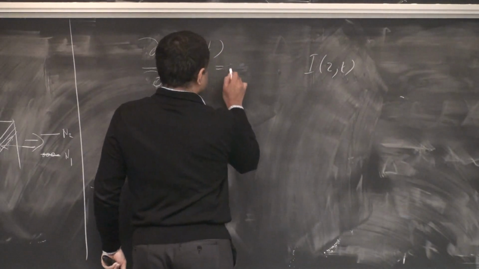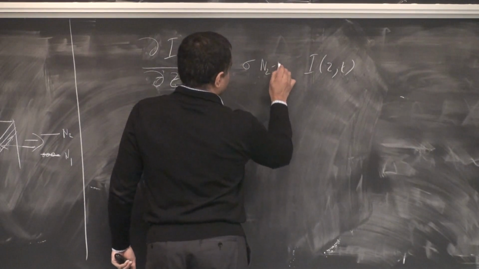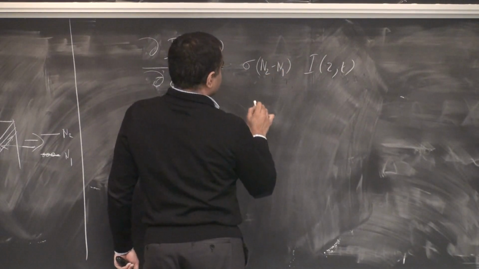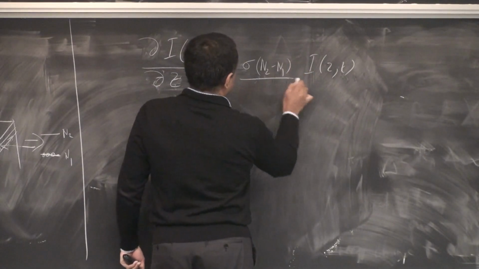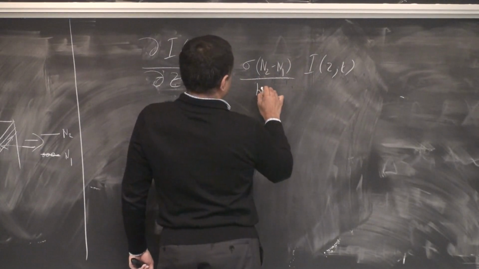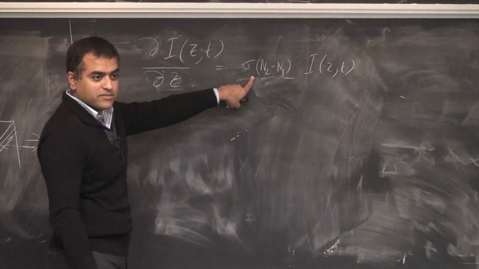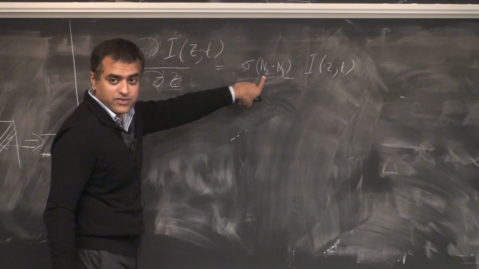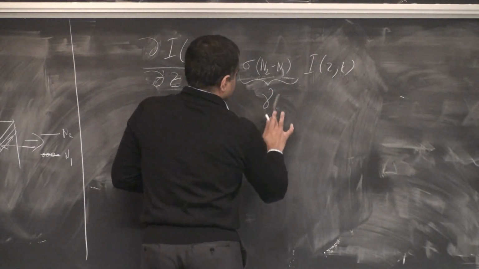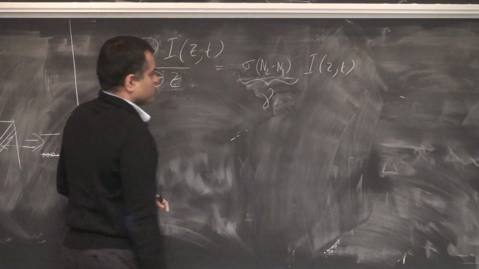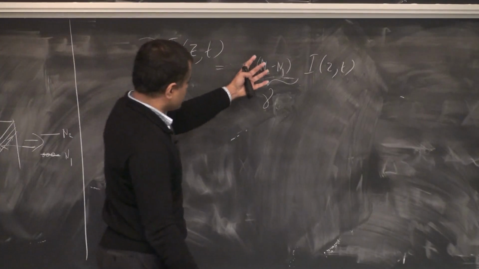And what is the gain coefficient or loss coefficient? It's the cross section times your N2 minus N1, that is, sigma times the population inversion. That's what we call our gain coefficient. Typically it's written as a function of nu, but we are suppressing that right now. Is that clear? The rate of growth of intensity is just proportional to the gain coefficient.